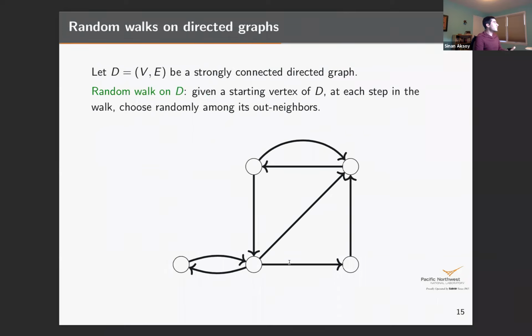Nonetheless, you can still define a random walk on a directed graph in the same way. We're going to assume the directed graph is strongly connected, meaning that there's a directed path from any vertex to any other vertex. And this time, when I choose the next vertex, I choose uniformly at random among all out neighbors. So in this case, with probability a half, I might go here. Here, this has 3 out neighbors, so with probability a third, I go here. And now with probability 1, I go here, and so on and so forth.